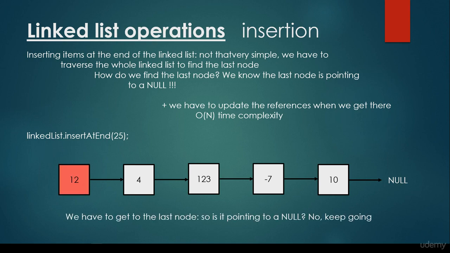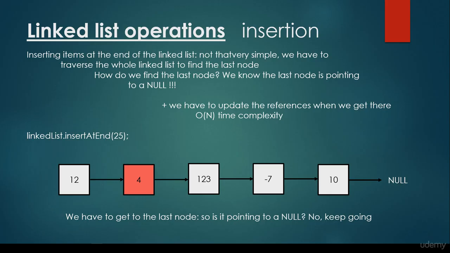So we consider it. So we have to get to the last node. So how do we know that that's the last node? That it's pointing to a null. Okay, so is it pointing to a null? No, it's pointing to 4. So let's hop to 4. Is it the last node? Is it pointing to a null?